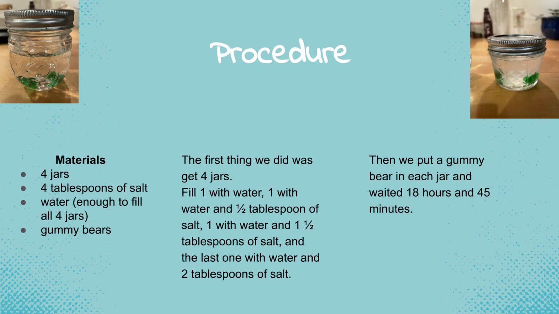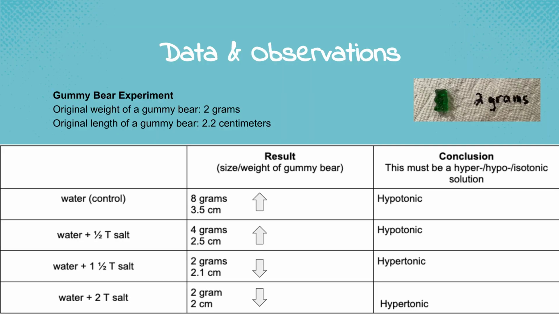Procedure. Materials: 4 jars, 4 tablespoons of salt, water enough to fill all 4 jars, and gummy bears. The first thing we did was get 4 jars. Fill one with water only, one with water and half a tablespoon of salt, one with water and 1.5 tablespoons of salt, and the last one with water and 2 tablespoons of salt. Then we put a gummy bear in each jar and waited 18 hours and 45 minutes. Data and observations. The original weight of the gummy bear was 2 grams. The original length was 2.2 centimeters. When we weighed and measured the gummy bears after they soaked overnight, most of them had changed weight and length.